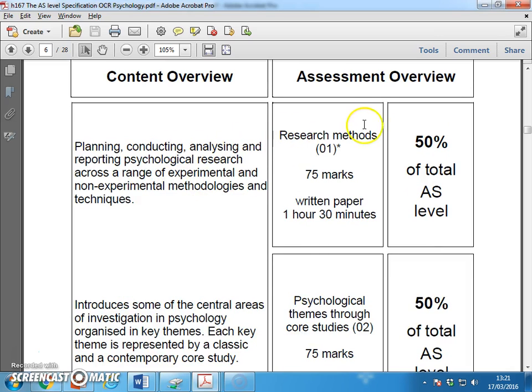So we're going to look at the research methods. Overall, what are they assessing here? The planning, conducting, analysing and reporting psychological research across a range of experimental and non-experimental methodologies and techniques. So that's your experiments and it's your non-experimental methods, your self-reports, observations and correlations.